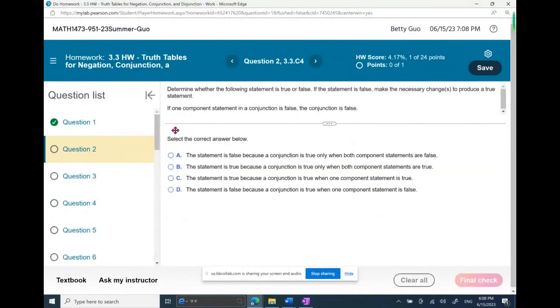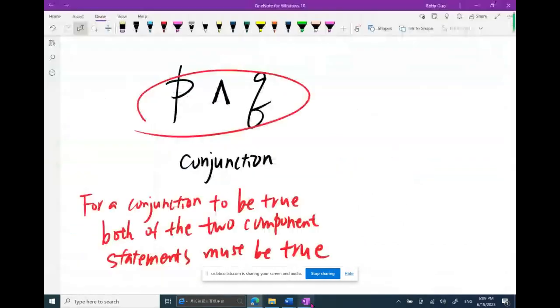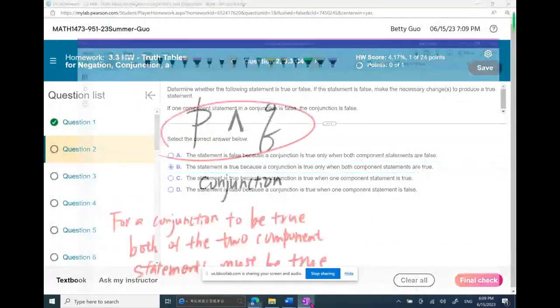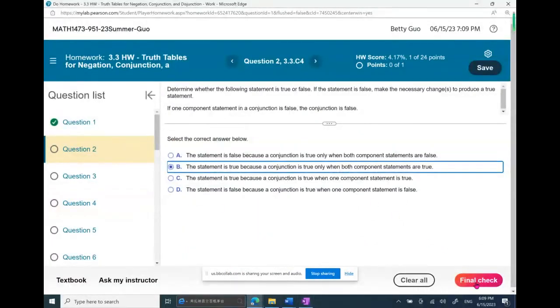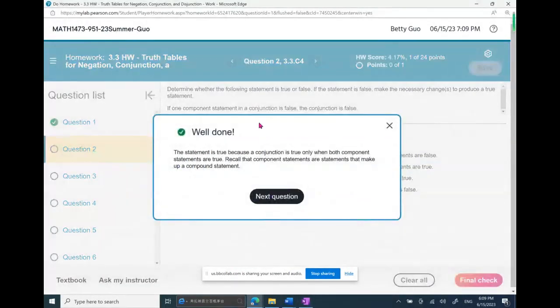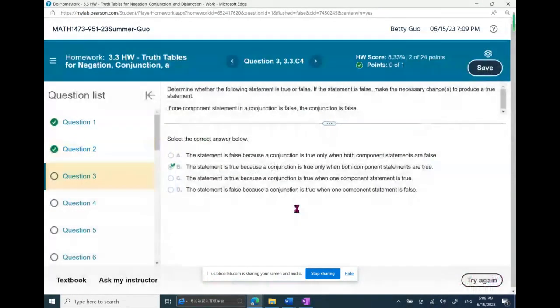And now let's read the sentence. This statement again: if one component statement in a conjunction is false, then the conjunction is false. So true or false? This is true. We choose B. The statement is true because a conjunction is true only when both component statements are true. That's actually the same as what I just wrote here. Maybe the wording is a little bit different, but it means the same thing. So that is for conjunction, very basic, super important and basic.